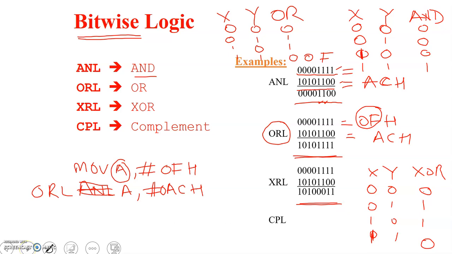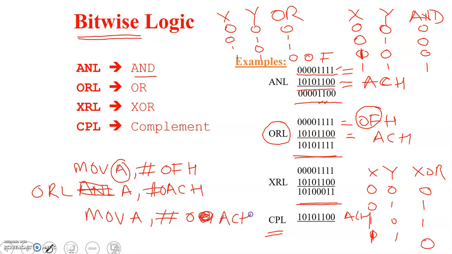So let's move again. Let's take a look at the complement function also. I'm again taking the ACH value. I'm trying to complement it. Okay, so I can do it by moving this value into A: MOV A, #0ACH, and then I'm complementing the content of A, so CPL A. So after the execution of this, we will get this bitwise complement.